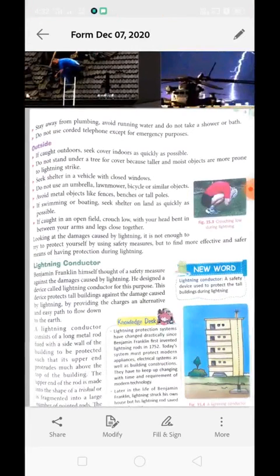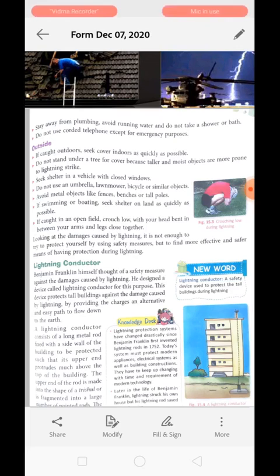If swimming or boating, seek shelter on land as quickly as possible. If you have gone for a picnic or anything else, and you are swimming or boating, you should run to the land as quickly as possible, because water is a very good conductor of electricity.